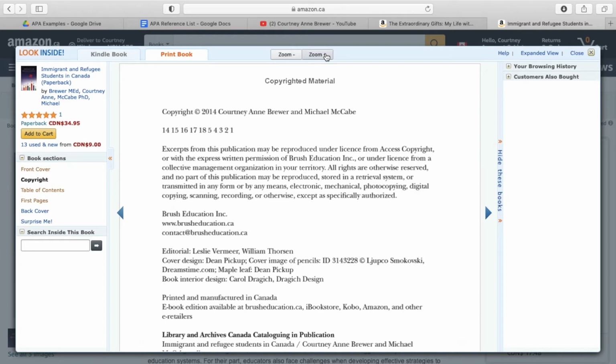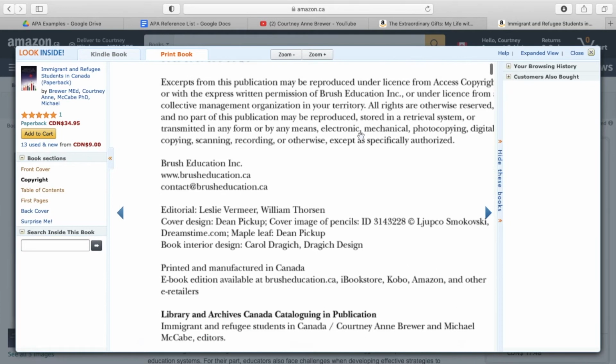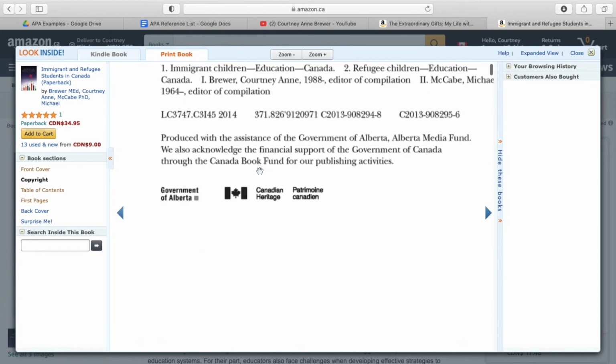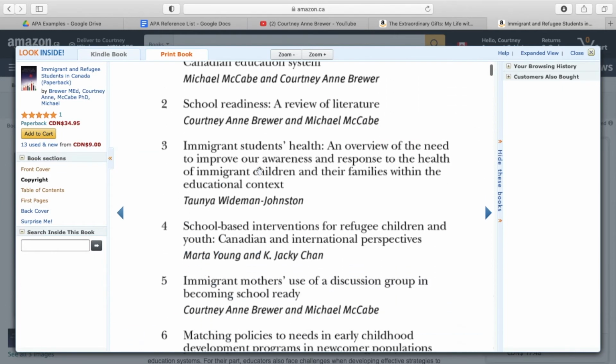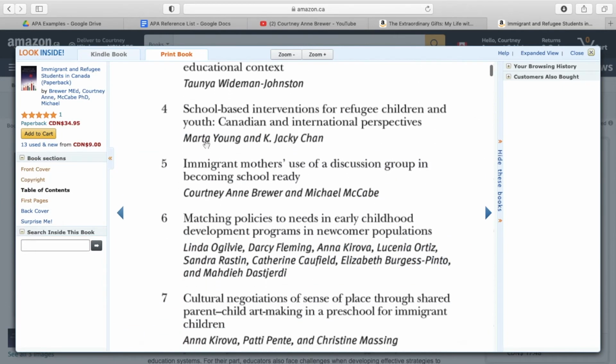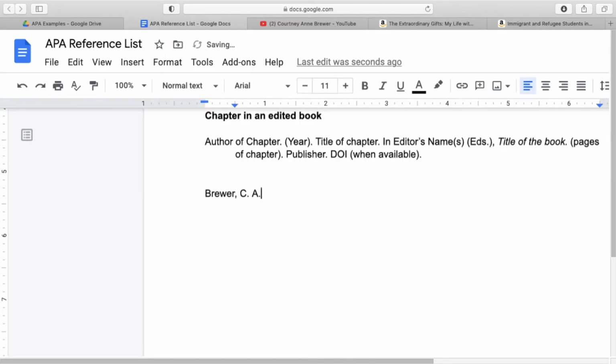I think I have 2-3 chapters-ish in this book, but each chapter functions independently. So here, the editors are Courtney Brewer and Mike McCabe. We have publication info with Brush Education, and this is the chapter I'm going to use, chapter 5. We are citing the chapter, not the whole book.